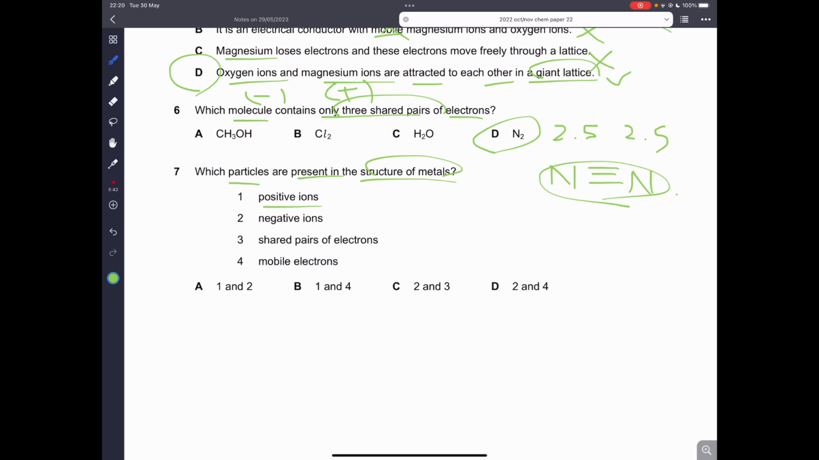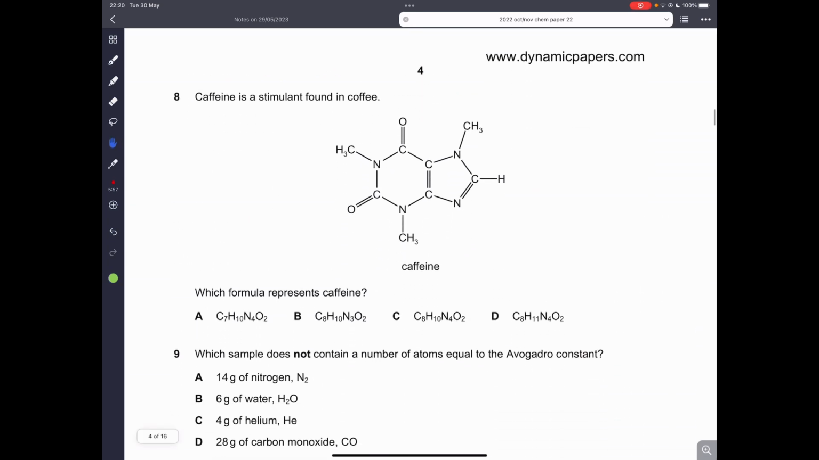In the structure of metals, there are positive ions present and mobile electrons present. Basically, it is a positive metal ion in a sea of mobile electrons, and therefore 1 and 4 are correct, so B is the correct answer.